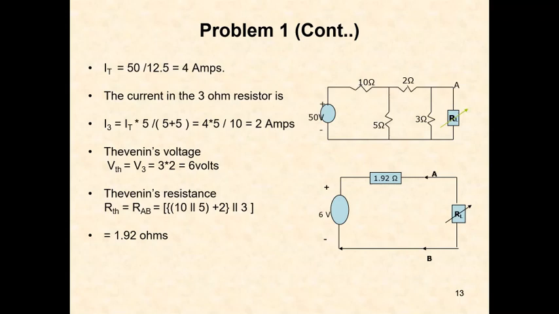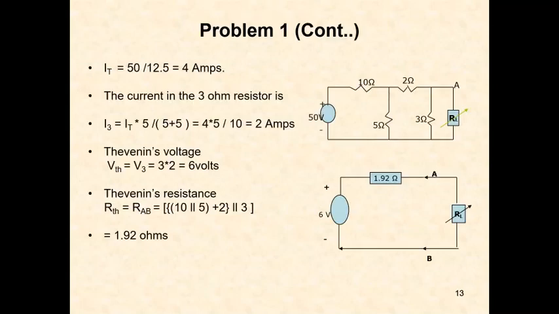So what is the problem? Calculate the maximum power delivered to the load. How much should the load be for maximum power? RL must be equal to the source resistance, that is 1.92 ohms. Next we have to find the current. RL is also 1.92, and 6 volts divided by 1.92 plus 1.92 gives the current. Then I squared into 1.92 will give the maximum power.